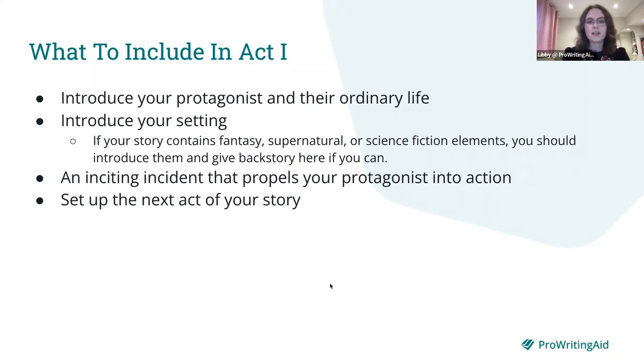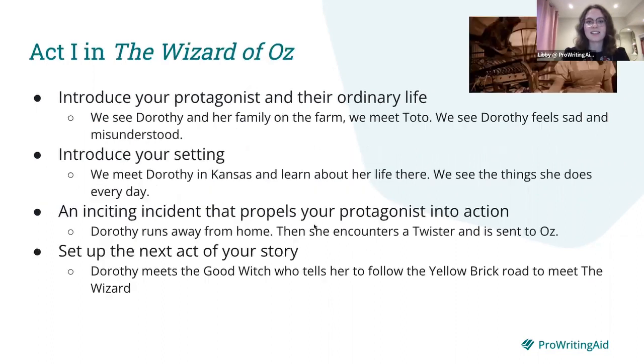I always like an example to help me understand things, so let's walk through the first act of The Wizard of Oz. We see Dorothy and her family on the farm, and we meet Toto, very important character. We see Dorothy feel sad and misunderstood, and that is how we are introduced to our protagonist and her ordinary life. We meet Dorothy in Kansas and we learn about her life there. We see the things she does every day, how she does them, what her life is like, and how she interacts with that setting before the story changes her. And that's how we're introduced to our setting through her eyes.